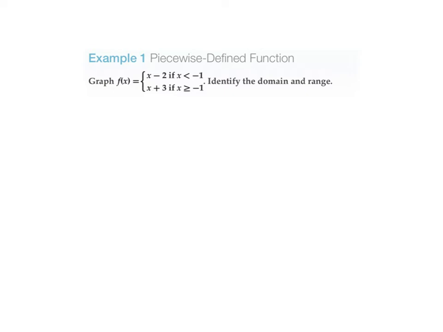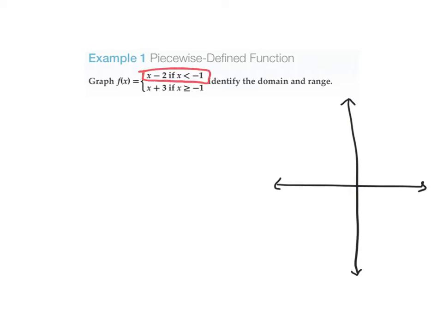So we need to graph f of x is equal to x minus 2 if x is less than negative 1, and x plus 3 if x is greater than or equal to negative 1. So we're going to be graphing. And in order to graph, we need to find points. So the first part, we're breaking this up into two different equations. So we're just looking at our first equation now, just the top part of this piecewise function, our first piece.